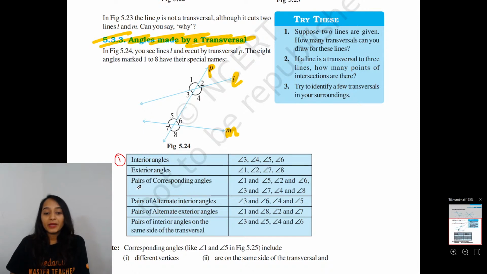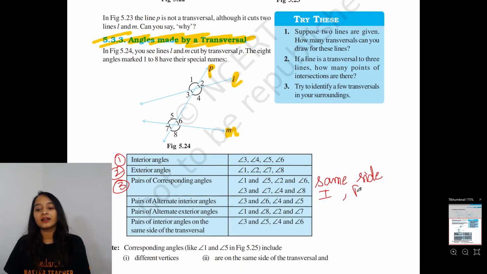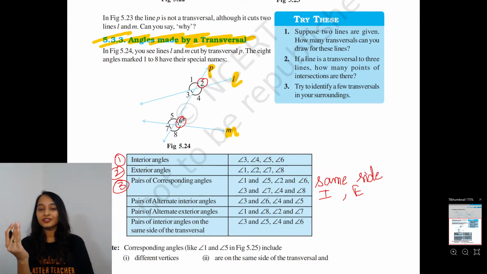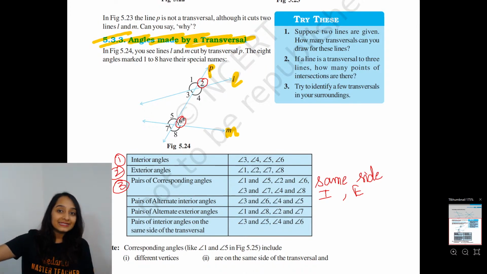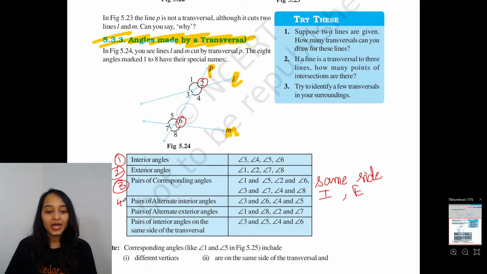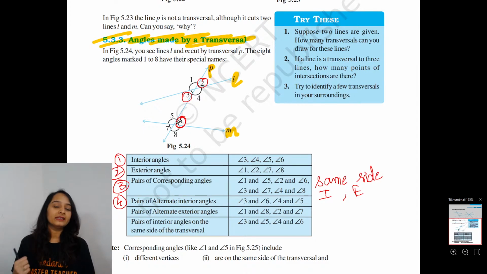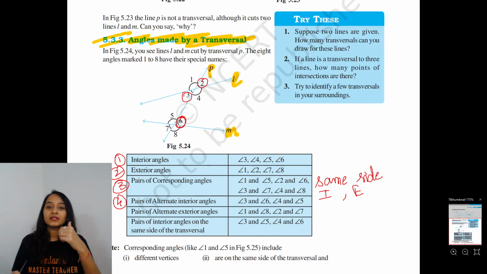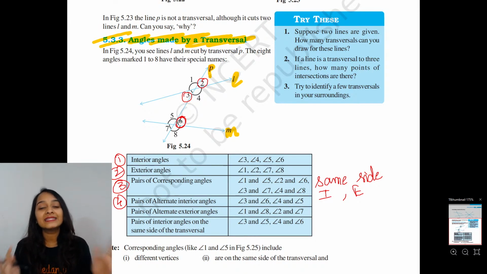Then we have pair of corresponding angles. What is a corresponding angle? Angles on the same side of the transversal, but one angle in the interior and the other angle in the exterior region. So you can say 2 and 6 are corresponding. They are on the same side of the transversal P, but 2 is in the exterior, 6 is in the interior. Then you have alternate interior angles. 3 and 6 are alternate interior. Why interior? Because they are lying in between the two lines. Alternate because one is on the left, one is on the right side of the transversal.